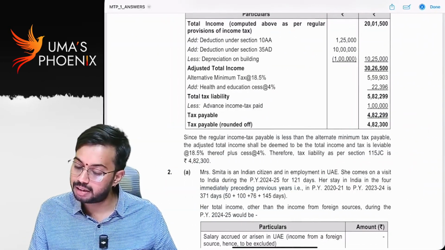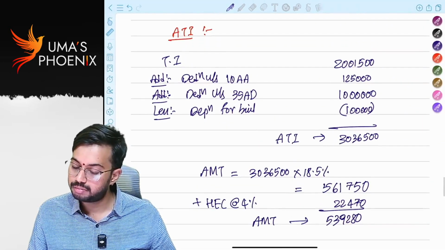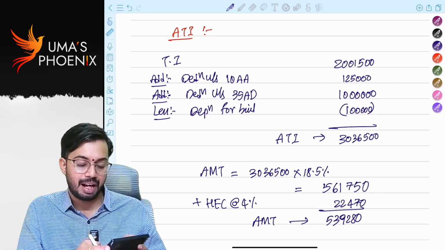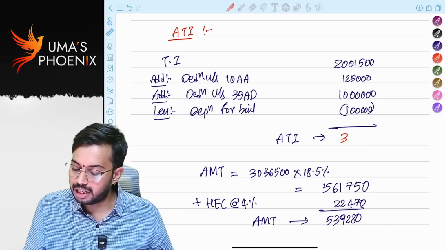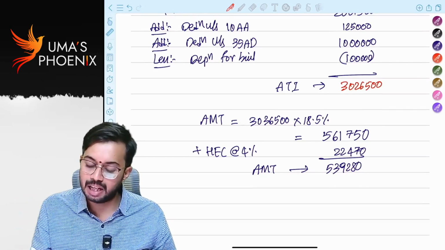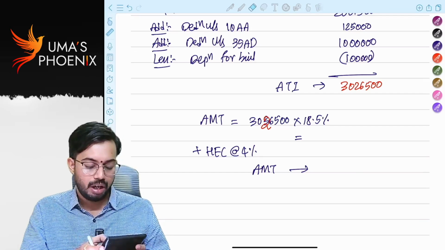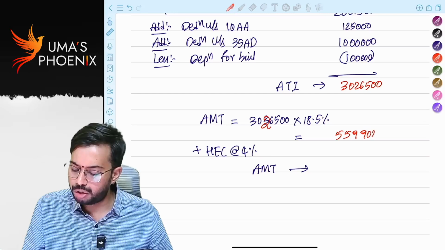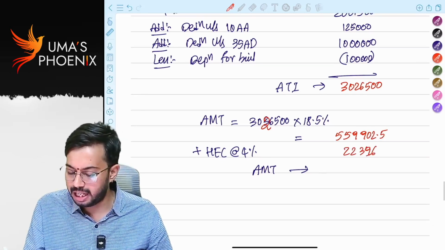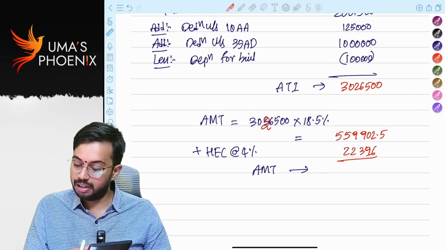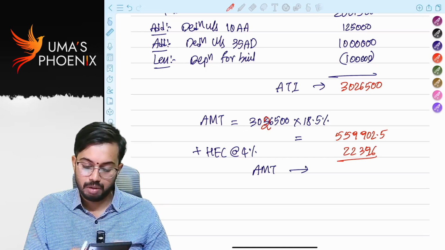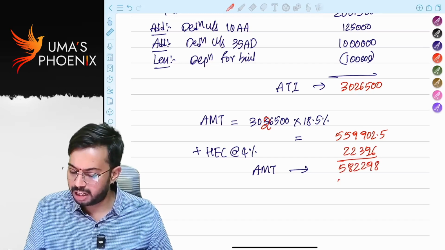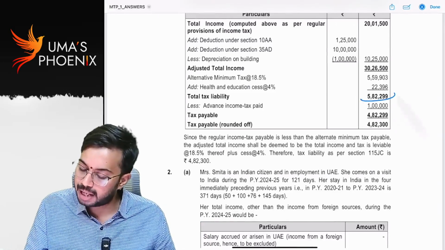So alternate minimum tax is equal to adjusted total income 30 lakh. Wait. Did I do calculation wrong? 20 lakh 1,500 plus 1 lakh 25,000 plus 10 lakh minus 1 lakh. 30 lakh 26,500. This is not 36. 30 lakh 26,500. I did calculation mistake. So please rectify: 30 lakh 26,500 into 18.5%. How much? 5 lakh 59,902.5. HEC at 4% is 22,396. 559,902 plus 22,396, 582,298. That means rounded off to 582,300. So alternate minimum tax is 582,300.